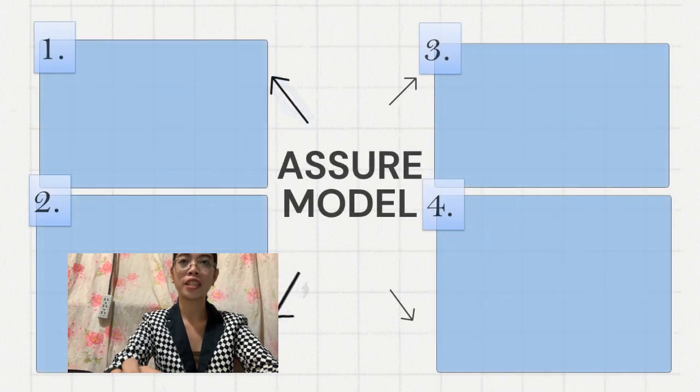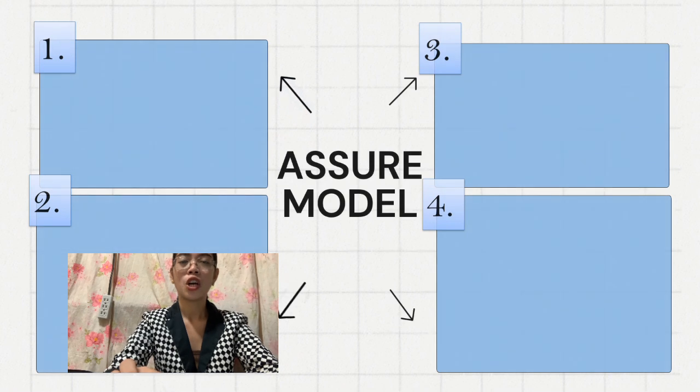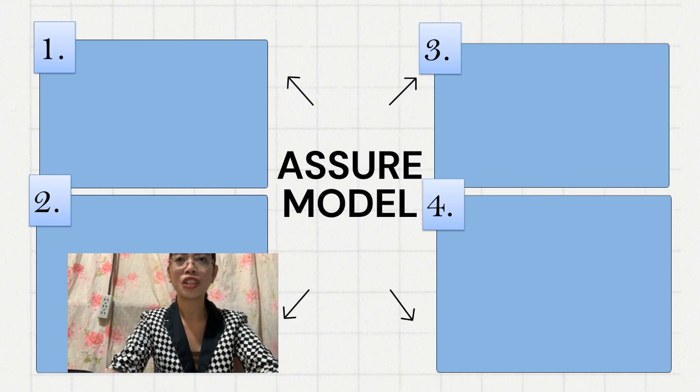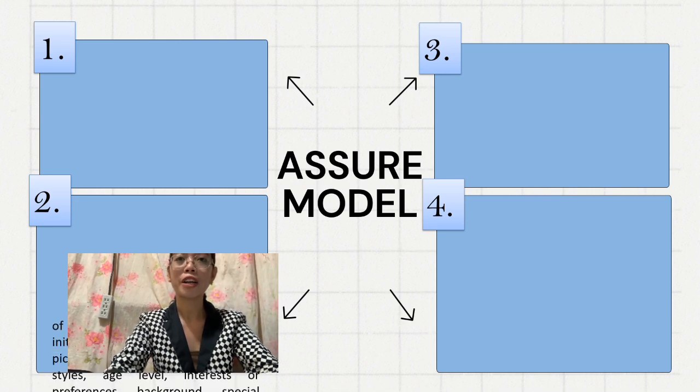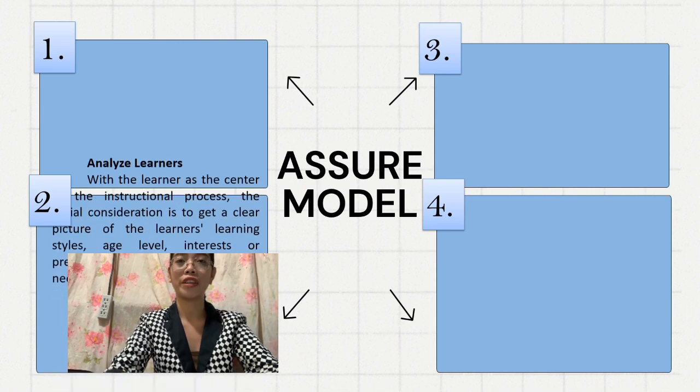The first one is analyze learners. Analyze learners with the learner as the center of the instructional process. The initial consideration is to get a clear picture of the learner's learning styles, age level, interest or preferences, background, special needs, and cultural diversity.